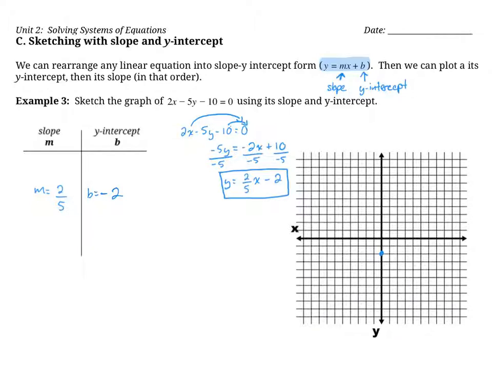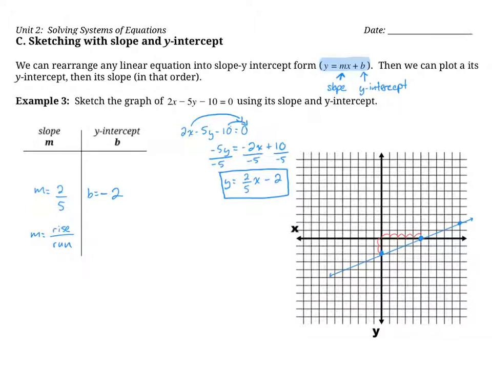And you're going to use your slope to find the next point. So remember, slope is equal to rise over run. So our rise is 2, so we need to go up 2, and our run is positive 5, so we're going to the right 5. And our next point is right here. You can use your slope to find more points, and so you can graph your line.